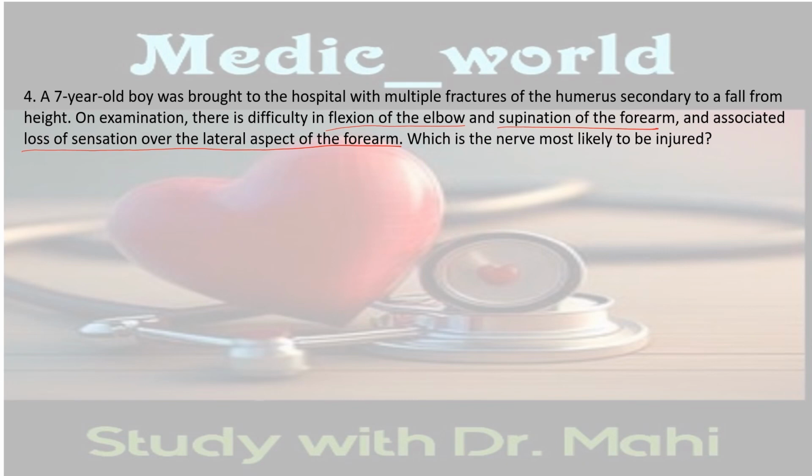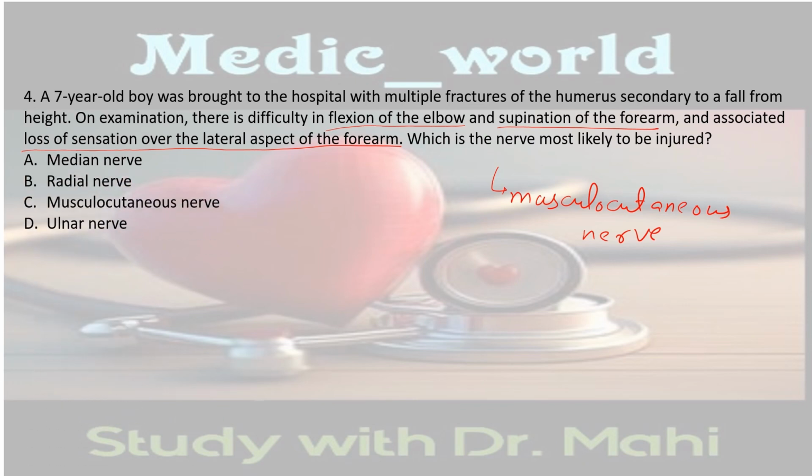According to the given clinical scenario, the patient with difficulty in flexion of elbow, supination of forearm, with associated loss of sensation over the lateral aspect of forearm, is suggestive of injury to the musculocutaneous nerve. So, the answer to this question is option C, that is musculocutaneous nerve.